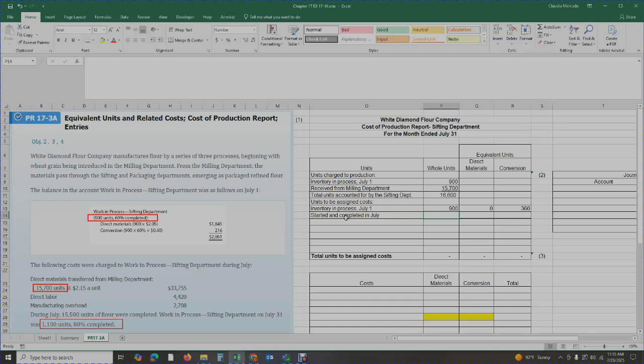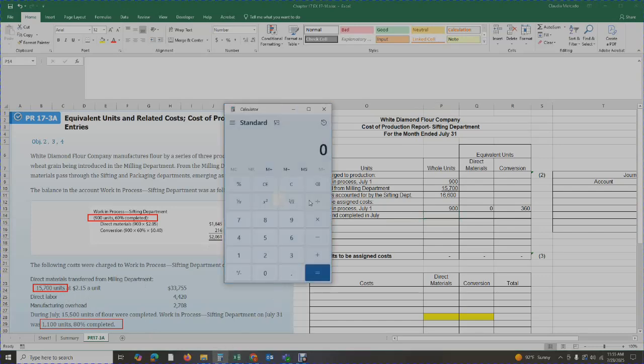Now, during the problem, we're going to look down here. It says that 15,700 units were transferred in from the milling department. Now, out of the 15,700, not all of them were completed in the month of July. The problem states that we have 1,100 units that were not completed. So, if we had a total of 15,700 units transferred in, and from those we have 1,100 that are not completed, that means that we must have completed 14,600 units.